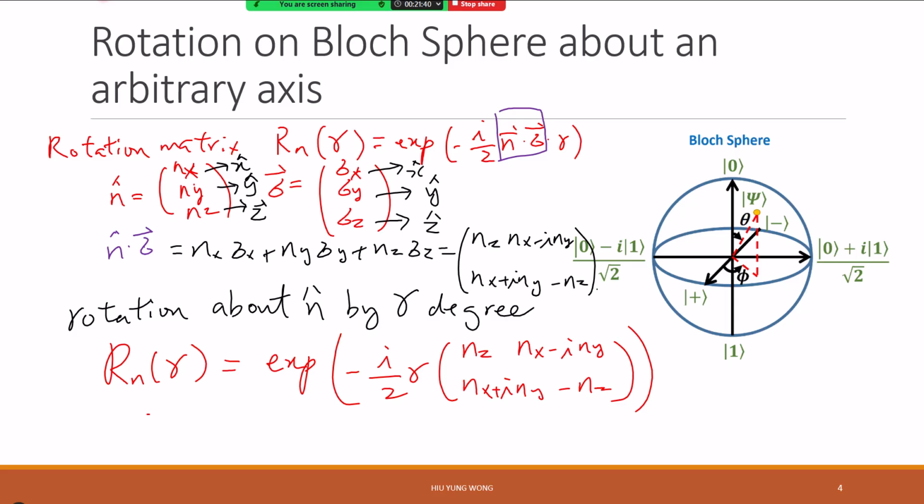So if you want to know the rotation matrix, the rotation on the Bloch sphere about a given direction, that is the rotation axis, by gamma degree, then it is this matrix. Any questions so far? I did not prove it. I just give you the matrix and we just take it for granted.